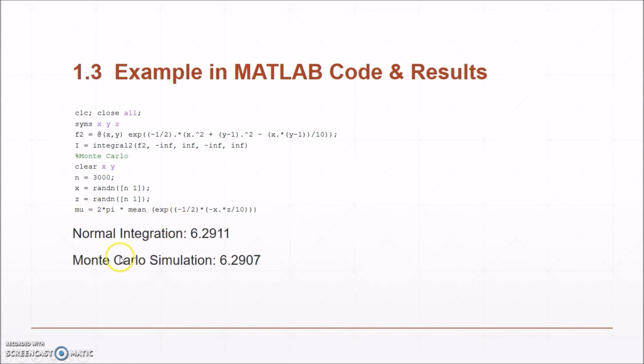When we run this, this is what we come up with. This is our mu value, the Monte Carlo simulation result of 6.2907. Again, this number will change based on the number of n. If you use high numbers of n, this number will get closer and less variable to 6.2911. So that's how you do an example of integration through simulation in MATLAB.